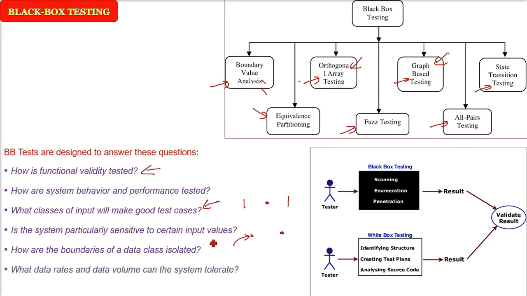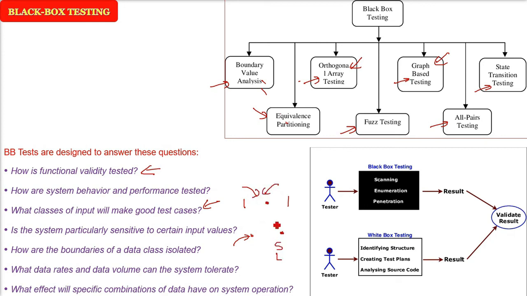What data rates and data volumes can the system tolerate? So stress testing, load testing, performance testing we can apply here. All these I'm talking about come under system testing also. What effect will specific combinations of data have on system operation? Multiple combinations, some data can affect differently. Because scanning, enumeration and penetration are the main things for black box testing. We don't want to go inside the system.